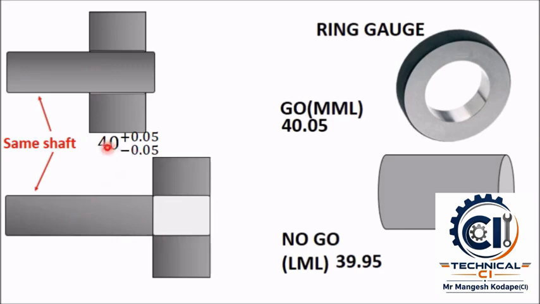Now you can see that suppose the shaft dimension is 40.01. The diameter of this go gauge is 40.05, so it will go, and the diameter of this no go gauge is 39.95, so it won't go because the shaft dimension is larger. So between 39.95 and 40.05, any shaft you take, the go gauge will go and the no go gauge will not go. When both these two conditions are satisfied, then this shaft is acceptable; otherwise this shaft is rejected.